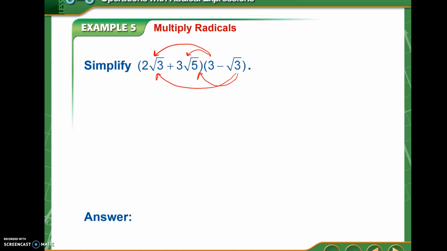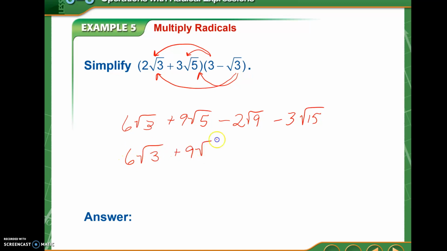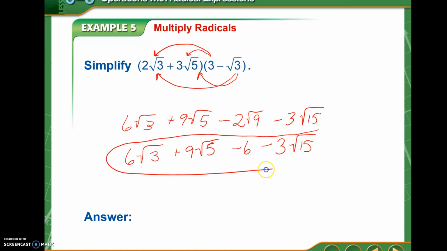So 3 times 2 square root of 3 would be 6 square root of 3. 3 times 3 square root of 5 would be 9 square root of 5. Negative square root of 3 times 2 would be negative 2 square root of 9. Negative 3 times the square root of 3 times square root of 5 would be negative 3 square root of 15. Then we can simplify. This simplifies to negative 6 minus 3 square root of 15. And since these can't be simplified at all, that is just our answer.